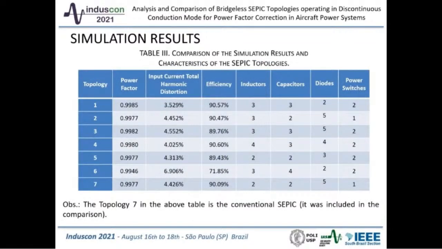The simulation results of all converters, considering MEA specifications, are presented in Table 3. Topology 7 in that table is the traditional SEPIC, which was included in the comparison. Topology 1 stands out for MEA requirements, since it provides the lowest input current total harmonic distortion and good efficiency with a reduced number of components.